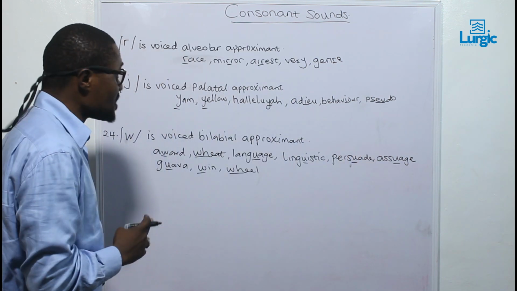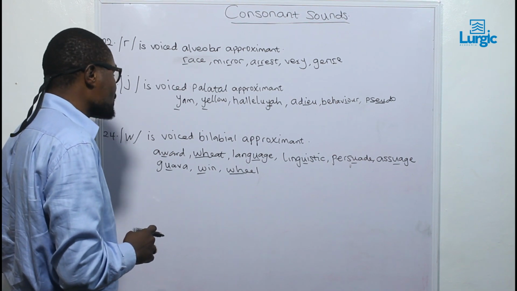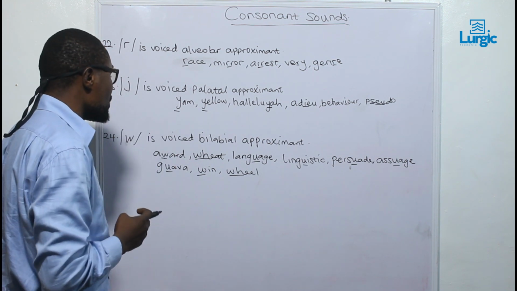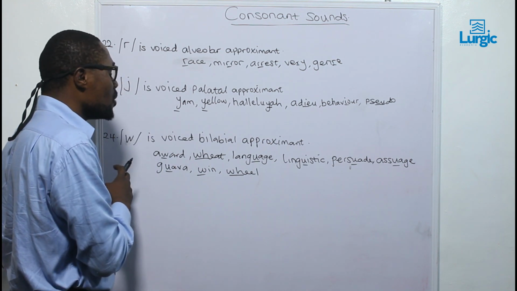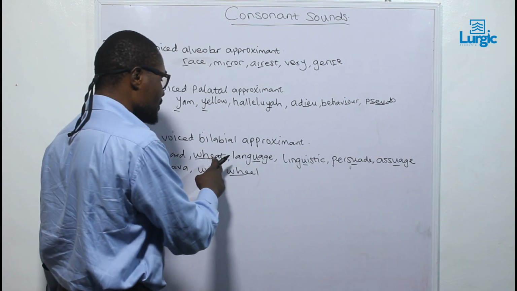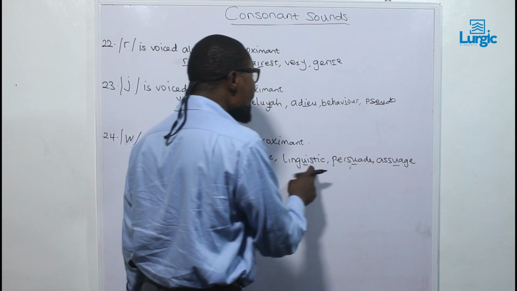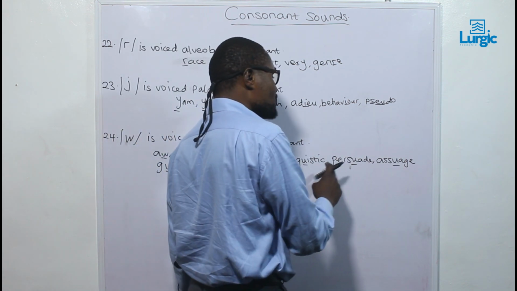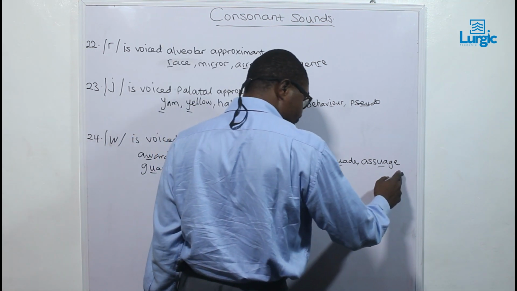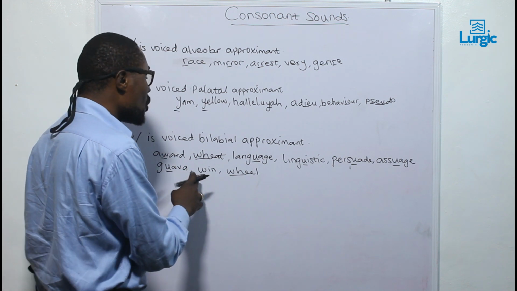Another semi-vowel, which is also referred to as a voiced bilabial approximant, meaning involving both lips. So we refer to it as w, as in word, wit, language, linguistic, persuade, assuage. Followed by whoever, win, will.